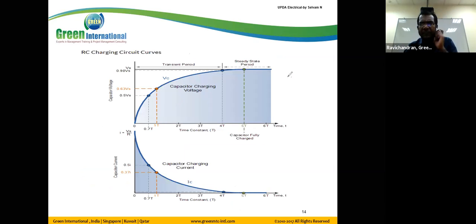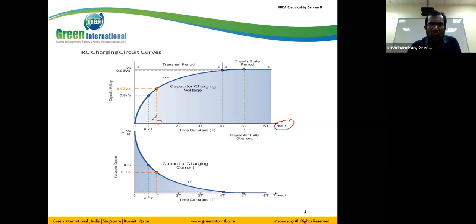So similar to the previous one. First we are discussing the capacitor charging voltage. The same curve in the RL circuit represents the current; here, we represent the voltage. Initially at t equal to 0, there is no voltage in the capacitor.